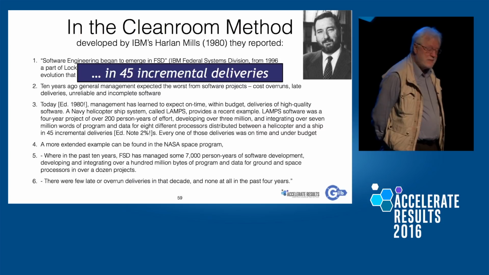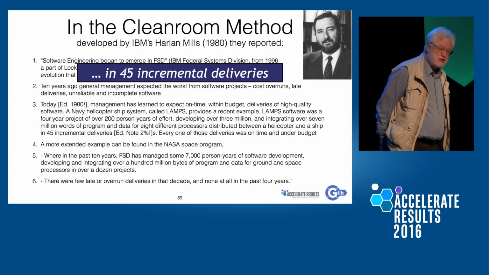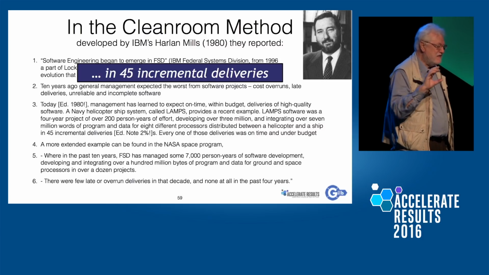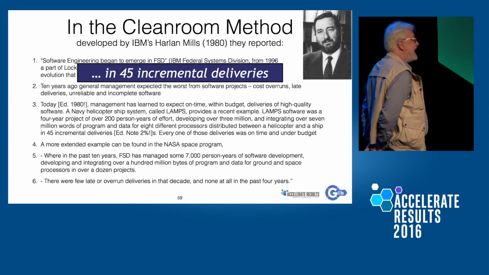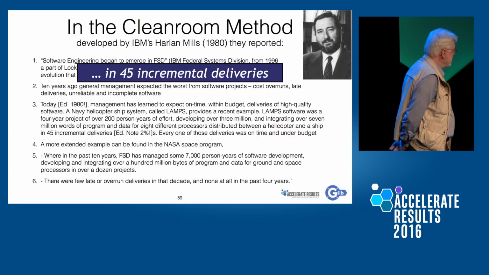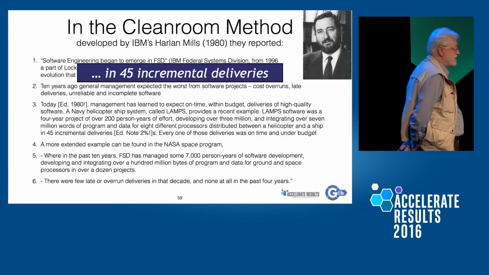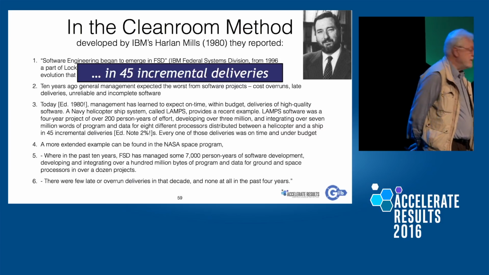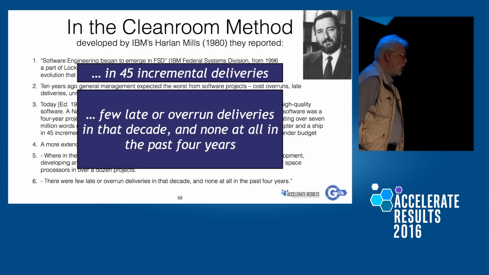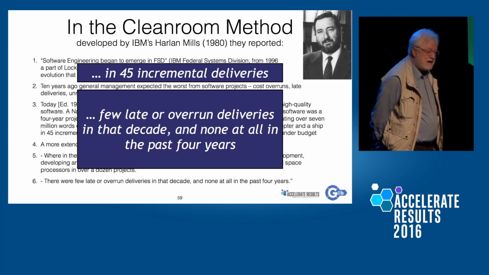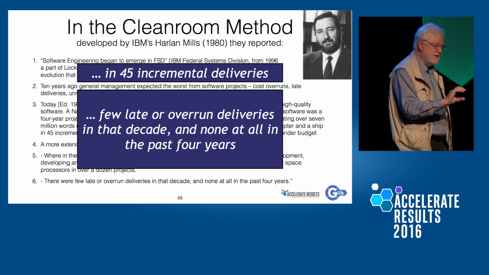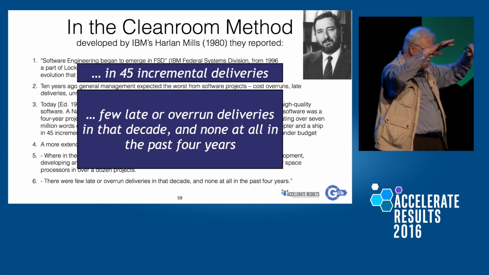This isn't Scrum. Scrum doesn't do this stuff that they're doing here of measuring availability of the system on each iteration and changing the architecture, as I'm going to tell you about. So this is an engineering enhancement to the framework of Scrum. The bottom line in the report is that for massive, large projects, for example the Space Shuttle ground software, there were few late or overrun deliveries in that decade and none at all in the past 4 years. None at all in the past 4 years I call perfect project management: on time, under budget, meaning they're in profit, and to the highest quality levels with the newest technology.